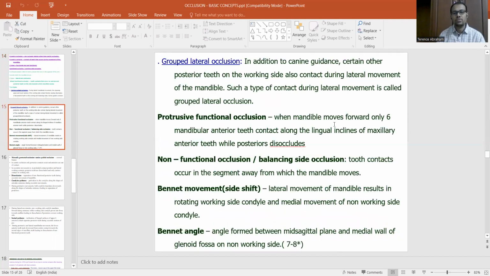Grouped lateral occlusion means in addition to the canine in the working side, there will be a contact in the posterior teeth. That is grouped lateral occlusion.